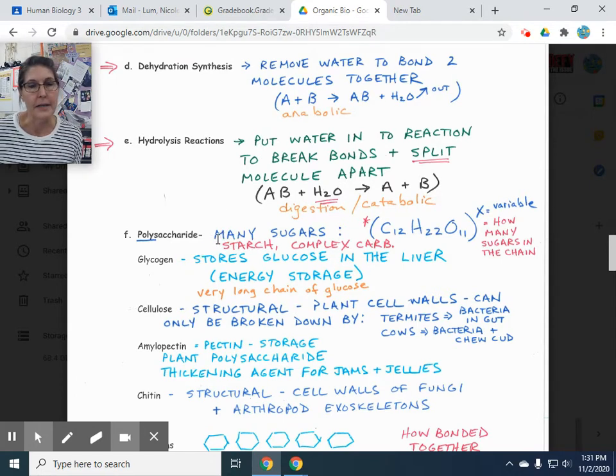And what a polysaccharide is: starch, complex carbohydrates, glycogen is how we store it within our liver. We'll talk about cellulose within plants. So they're all a little different depending upon the organism that we find them in. But many, many sugars, every time we add another sugar to it, we need to take out another water, which is why our formula is not exactly a 1 to 2 to 1 ratio.